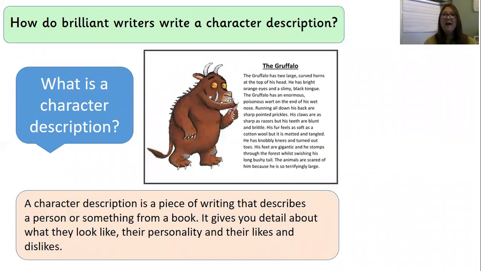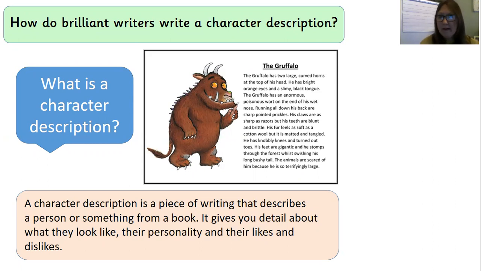So let's move on now and look at how brilliant writers write a character description. First of all, it's really important that we know what a character description is. It's a piece of writing that describes a person or something from a book, and it gives you detail about what they look like, their appearance, their personality, and their likes and dislikes.